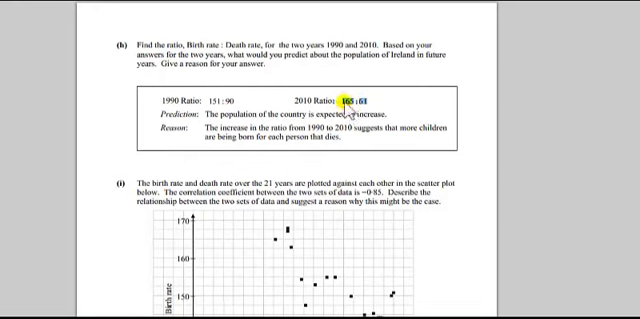So that's what we want if the population of the country is to increase. We want to increase the birth rate, which is what happened from 1990 to 2010, but at the same time either keep the death rate the same or even decrease it, and it's actually decreased. So that's what needs to happen if the population is to increase.